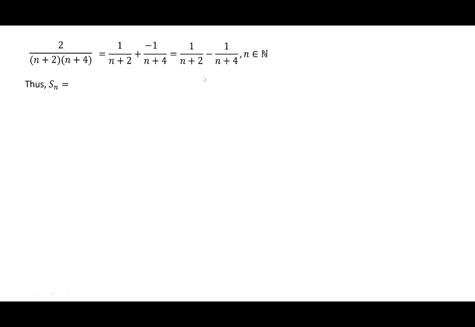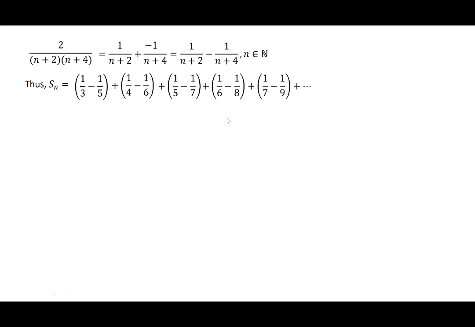So in this case, let's try to use the partially decomposed version of this. 1/3 minus 1/5 is the first term, plus second term. Plug n equals 2, so you get 1/4 minus 1/6, plus 1/5 minus 1/7, plus 1/6 minus 1/8, and 1/7 minus 1/9, plus so on. Right? However, it doesn't continue. We have to stop at the nth term. So what is the nth term? This 1 over n plus 2 minus 1 over n plus 4. We have to stop there.